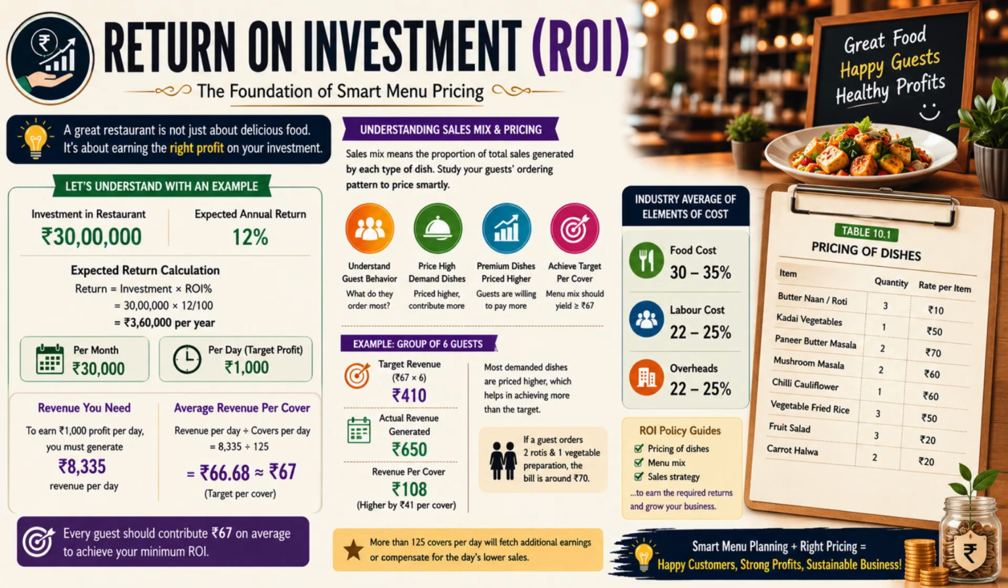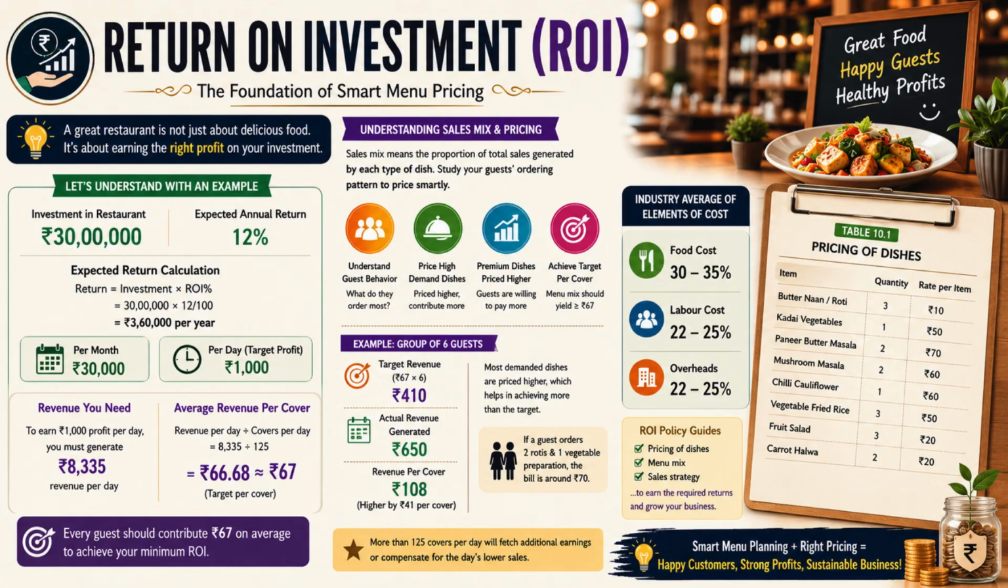Industry cost structure. To understand restaurant profitability even better, let's look at the industry's average cost distribution. Typically, food cost accounts for 30 to 35% of revenue. Labor cost contributes around 22 to 25%, and overheads such as rent, electricity, maintenance, licenses, and administration consume another 22 to 25%. Once all these expenses are paid, whatever remains becomes the restaurant's operating profit. That's why controlling costs is just as important as increasing sales.